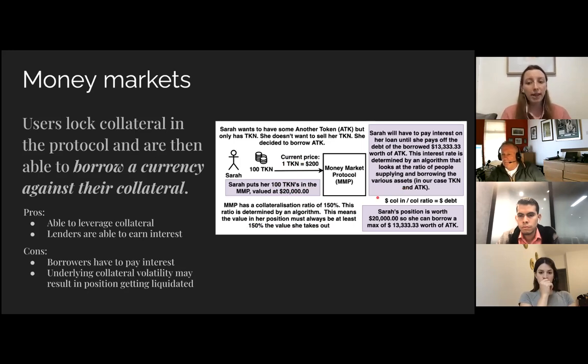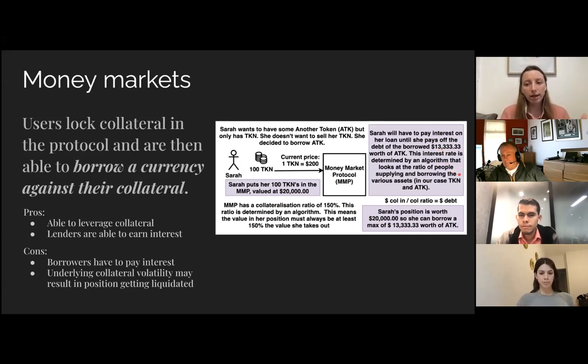So Sarah's going to have to pay interest on her loan. And in total, at 150% with $20,000 in, she can borrow $13,000, right? But she's going to have to pay interest on this until she pays off her debt. So this $13,000 that she takes out is debt. So think of the house, right? This is the money I get from the bank. It's less than the money I put into the bank, which is a bit weird to think about. But that's how it works, right?